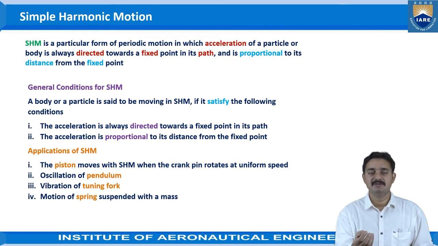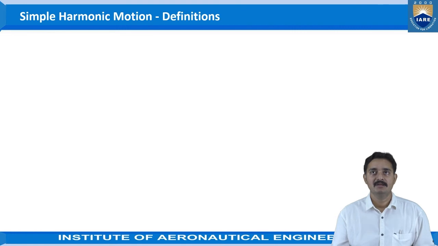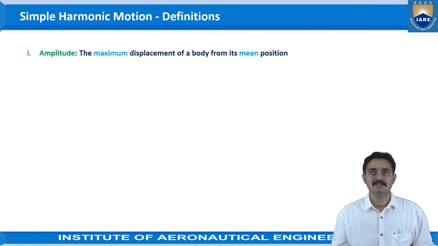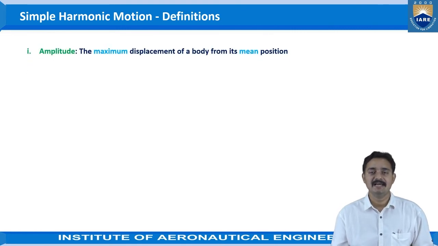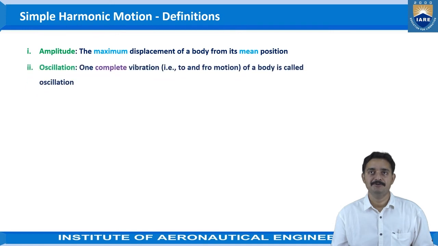In the same case, the spring will be executing simple harmonic motion. Now let us see some important terms in the simple harmonic motion. First one is the amplitude. The maximum displacement of a body from its mean position is termed as the amplitude.